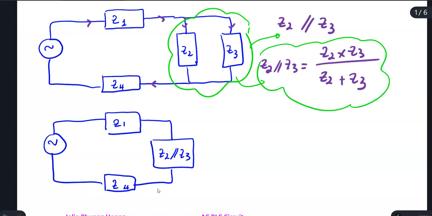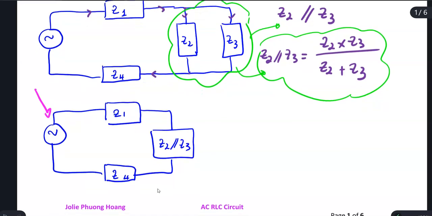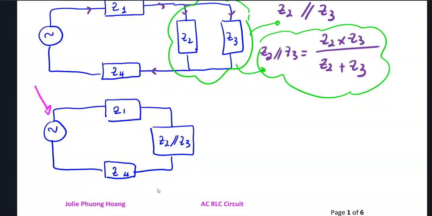Now we are going to take a look at this circuit. When I redraw it like this, you will see that the current going through this doesn't split at all, going back to the source. That means I will have Z1 in series with these two in parallel, and then in series with Z4. So I can analyze my circuit like this.